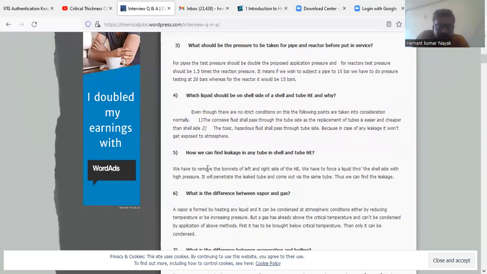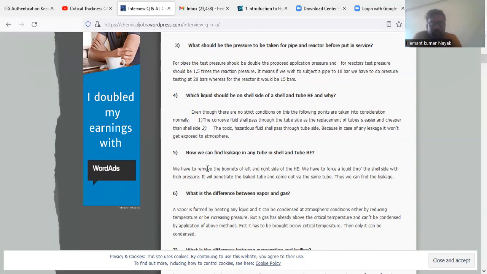So this is the reason which liquid should be on the shell side first. Corrosive, toxic and hazardous fluids should pass through the tubes, and we cannot pass them into the shell side because it can corrode, and sometimes it will be exposed to atmosphere.